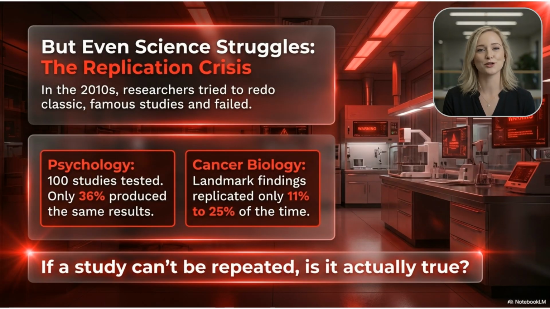Even science struggles with the replication crisis. In the 2010s, researchers found that many classic studies could not be redone successfully. For example, only 36% of 100 psychology studies produced the same results.